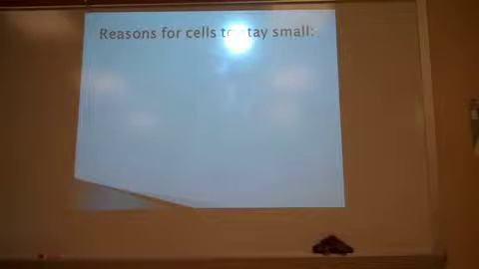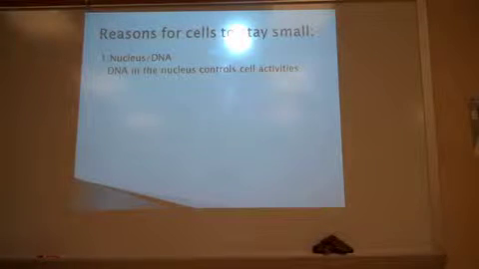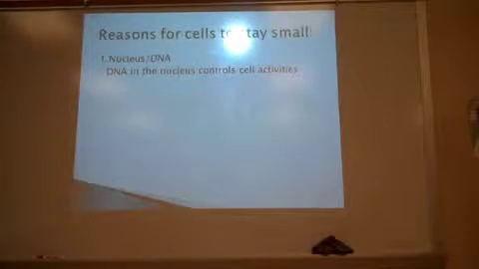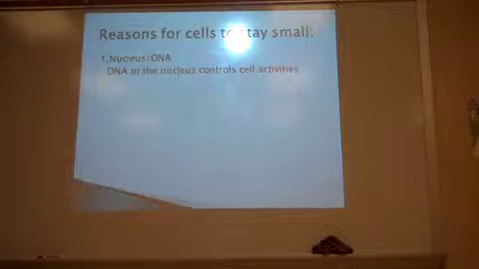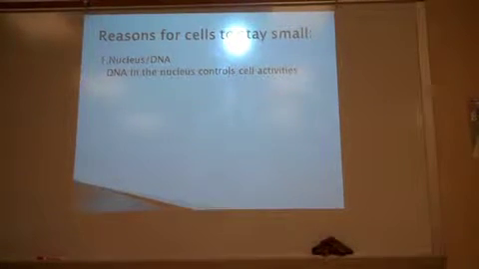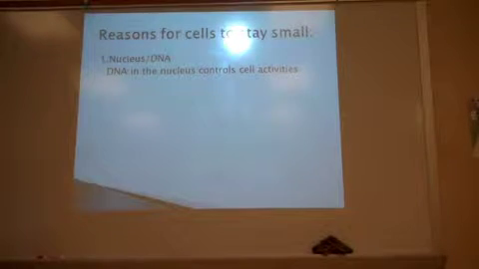Let's figure it out. Now there is a little bit of writing at the beginning. I apologize, but I don't think your hands will fall off from the writing. Okay? So, reasons: the nucleus and the DNA. The DNA in the nucleus controls the cell's activity. I will articulate why this is why cells have to be small after we write this down. We are running a little bit behind schedule, but that's okay.